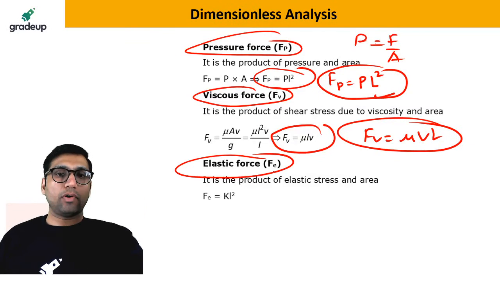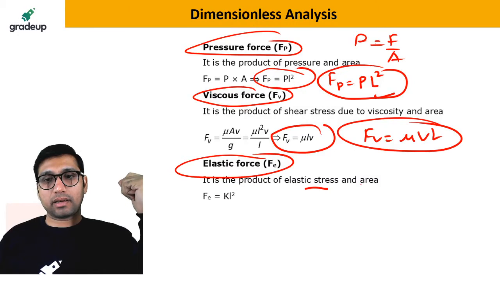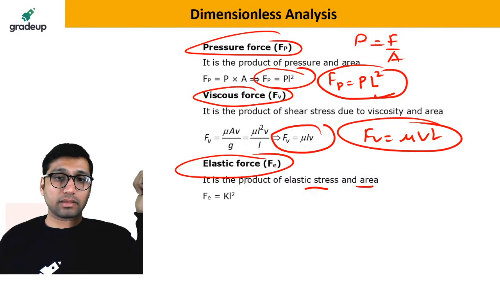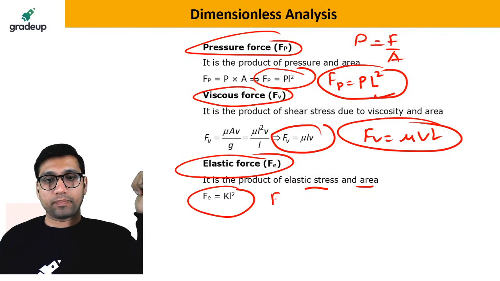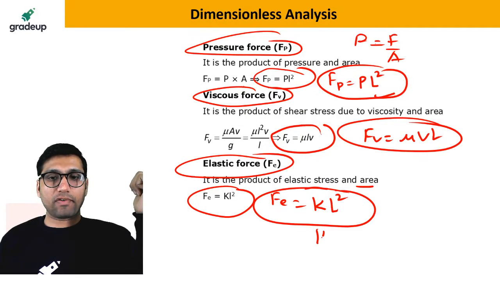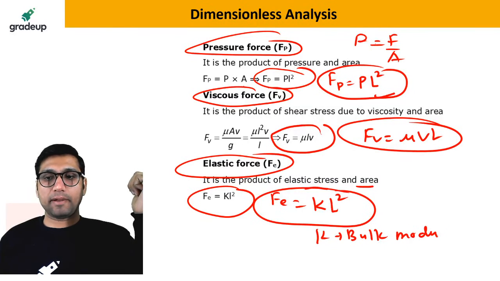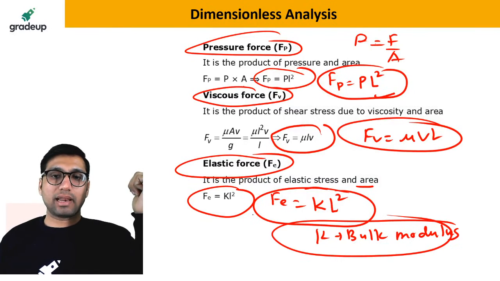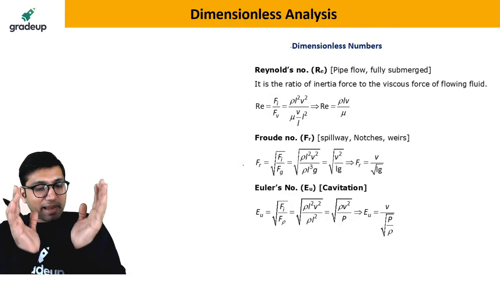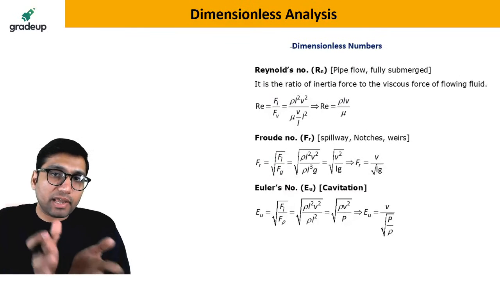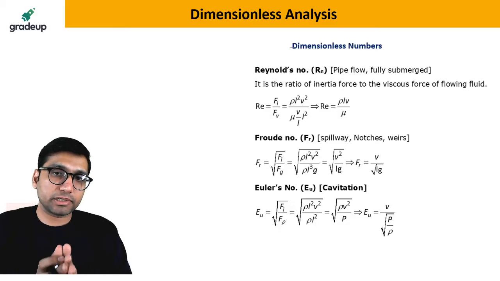Elastic force is equal to the product of elastic stress and area. So it is equal to K into L square, where K is the bulk modulus of elasticity. So the product of bulk modulus of elasticity and area is called elastic force. By combining these different types of forces, we get different types of dimensionless numbers.